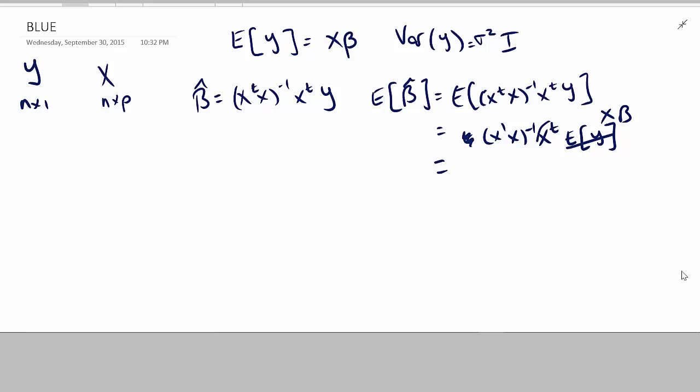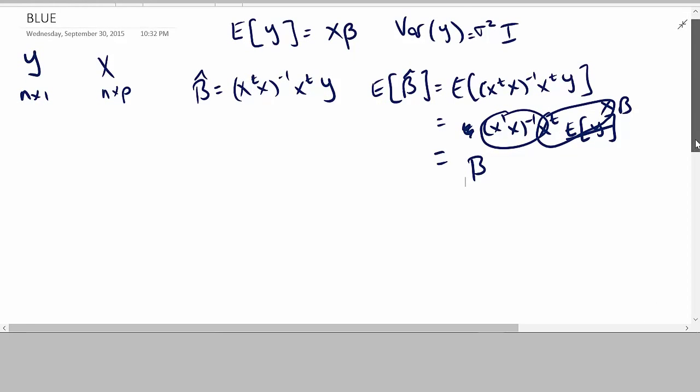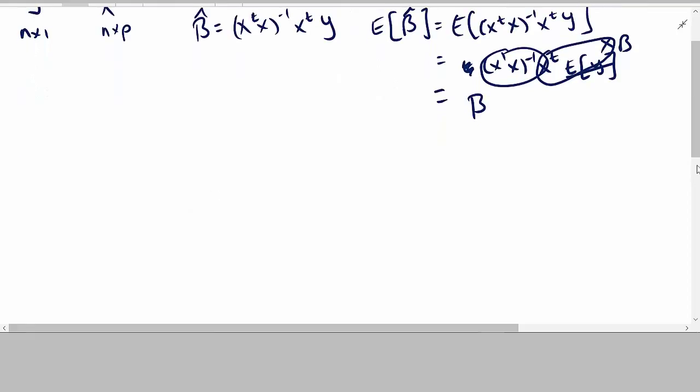This quantity right here, x transpose x, and this quantity are just inverses, x transpose x and x transpose x inverse, so this works out to just be beta. So beta hat is unbiased. Its expected value is what we'd like to estimate. And then we can also calculate the variance of beta hat under these assumptions.